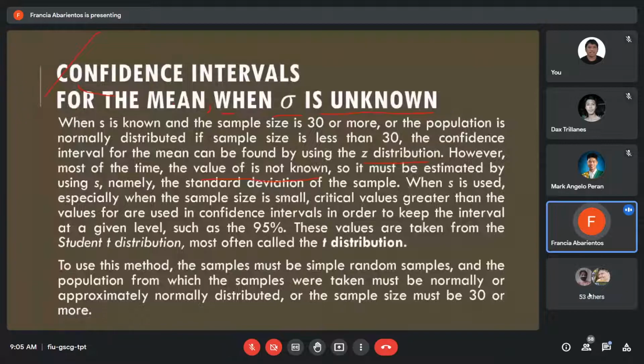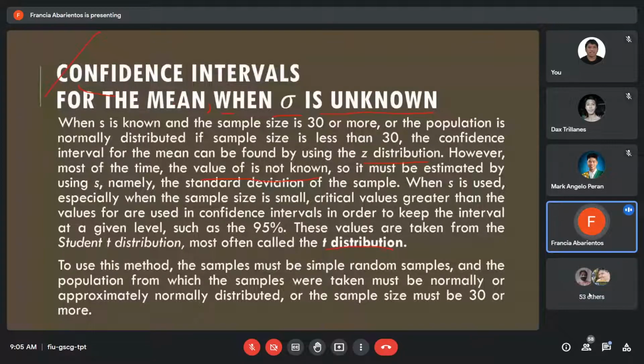It must be estimated by using the S, namely the standard deviation of the sample. Okay? When the S is used, especially when the sample size is small, critical values are greater than the values that are used in confidence intervals in order to keep the interval at a given level, such as 95%. So these values are taken from the student t-distribution, or most often called the t-distribution. Okay. So kanina we have the now the t-distribution.